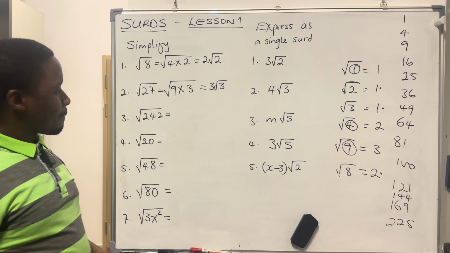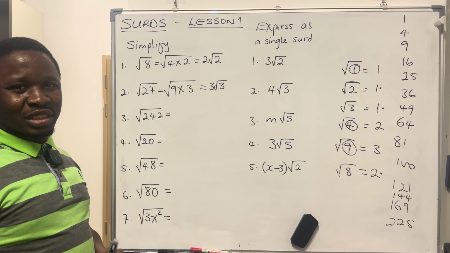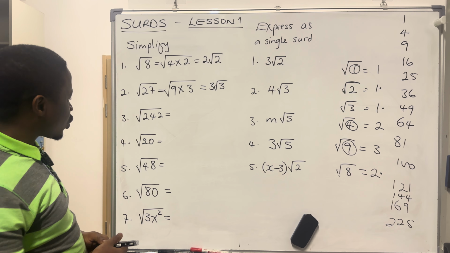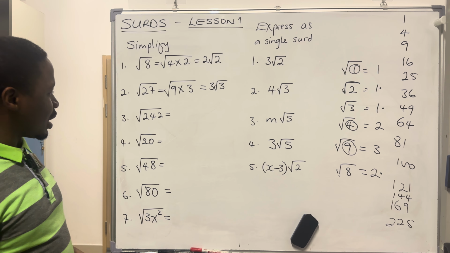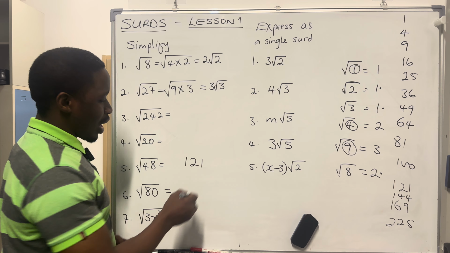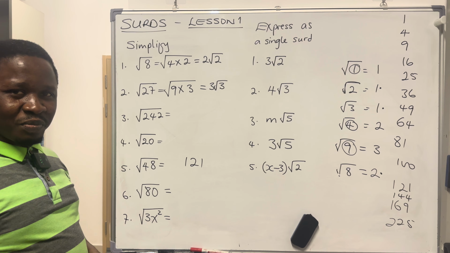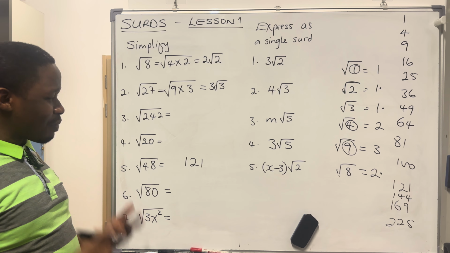242. Yeah, it seems a bit large number. So what do we do? Let's divide it by 2. 242 divided by 2, what do we get? We have 121. Is 121 a perfect square? Yes, 121 is a perfect square.